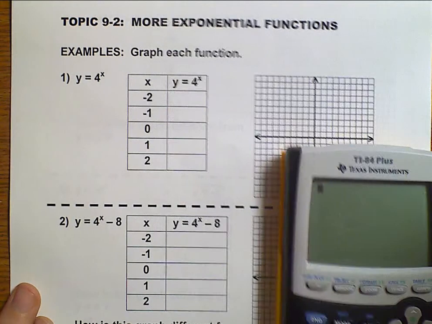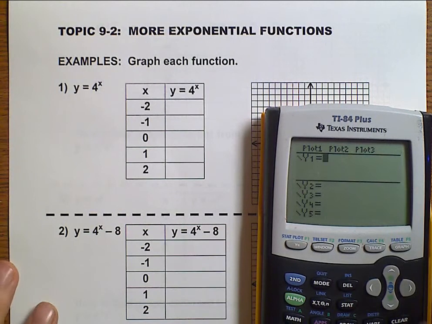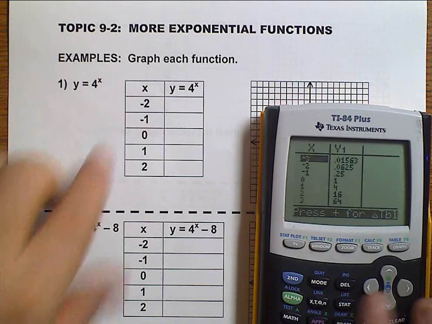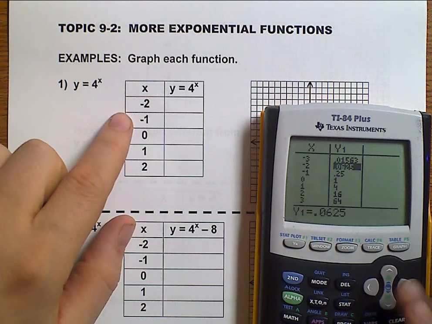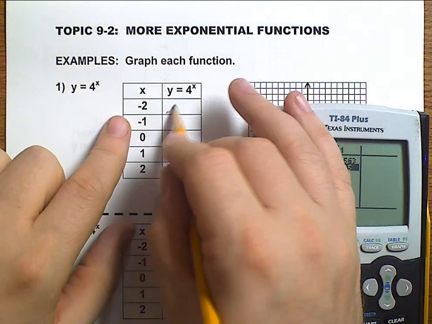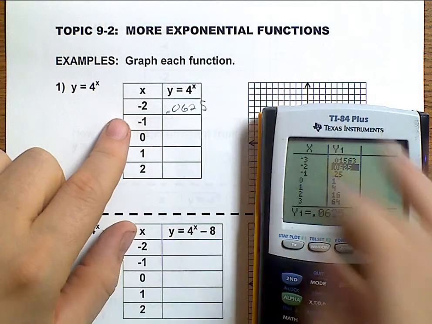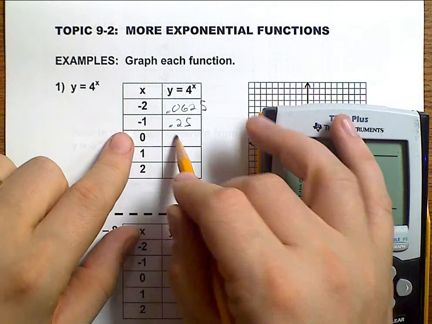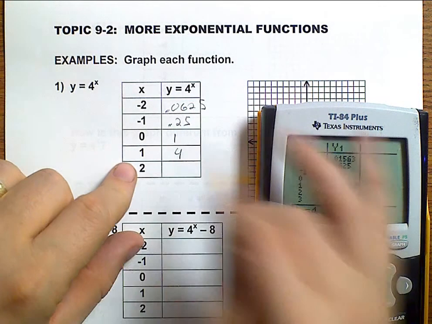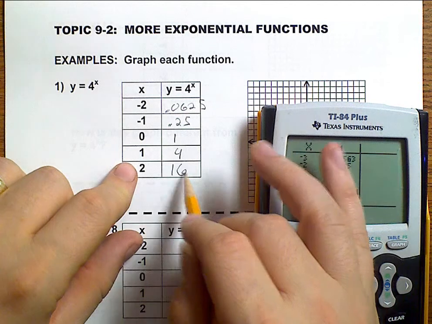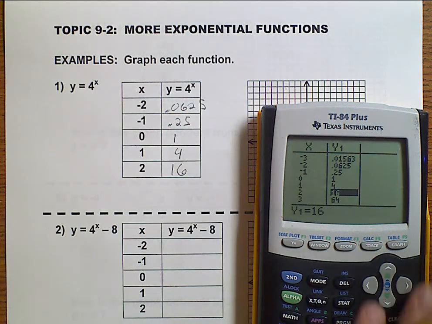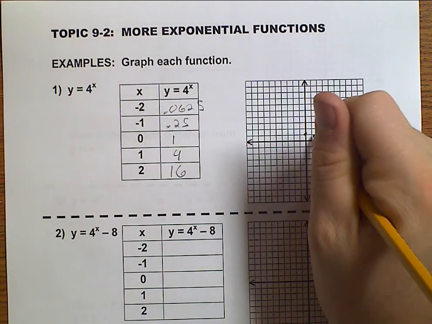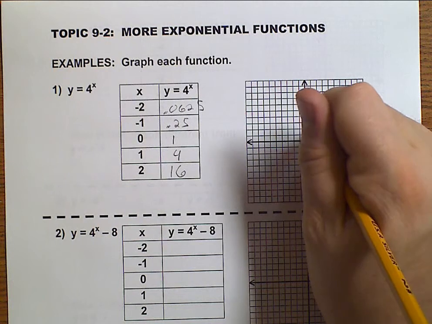So the first thing is, let's put this in the calculator. I need 4 to the x. Let's go to our table and plot. Well, negative 2 is 0.0625. Negative 1 is 0.25. 0 is 1. 1 is 4. And 2 is 16. Let's go ahead and plot these. Well, 0 is 1. 1 is 4. And 2 is already way off the chart.